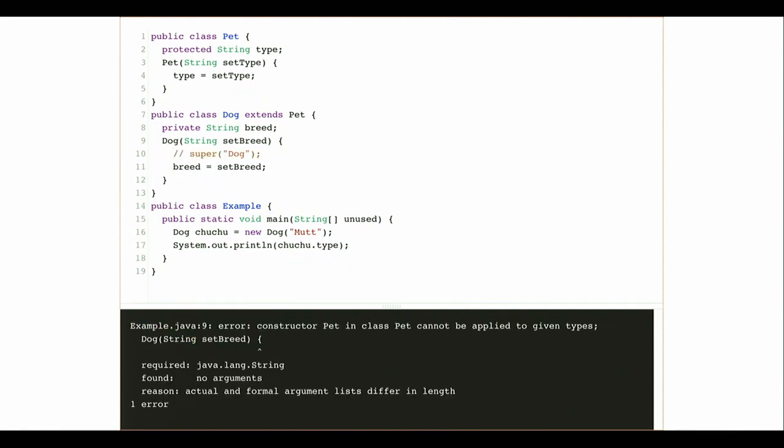Okay, so now, what's happened? In my dog class that extends pet, if you don't call super, what do you think Java does by default? What does it try to do? If I don't call super and pass some arguments and actually call one of the parent constructors directly, what do you think Java does instead? How can I make this example work without calling super? Anybody have a guess?